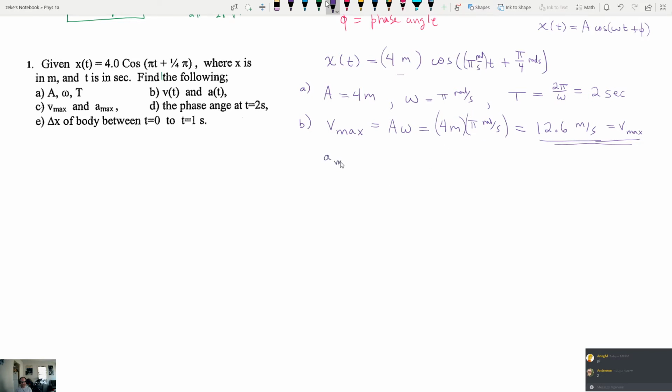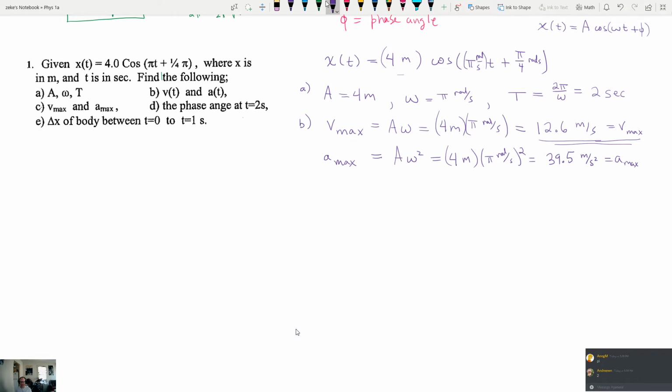All right. Next is Amax. Amax is given by just taking A times omega squared. Super easy. You just do 4 meters multiplied by pi radians per second, whole squared, and that gives us about 39.5. That seems like a really big number. Meters per second squared. Huge acceleration. About 4 times the acceleration of gravity.